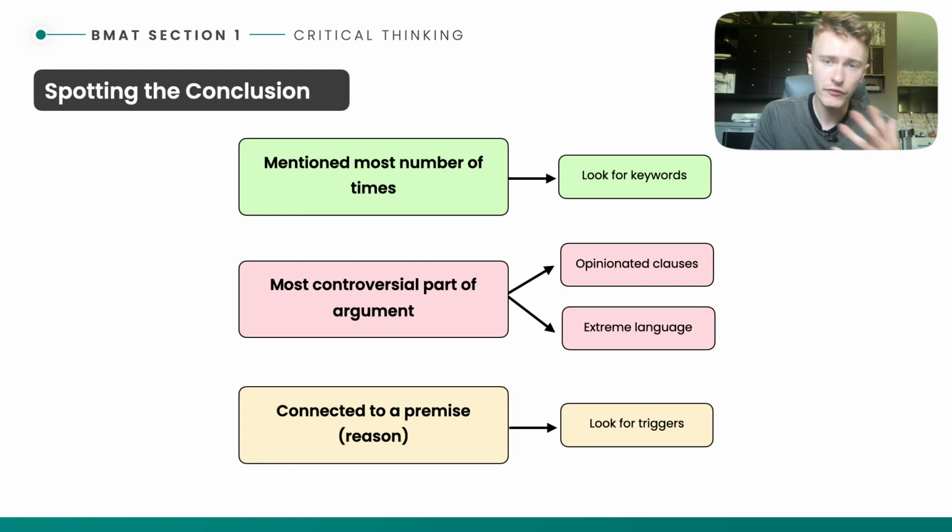And third, when we reviewed the typical argument structure, you can see that the conclusion is always connected to a premise by a link. And therefore, by looking for those triggers, those linking words, such as therefore, such as the truth of the matter is, you can help to easily find the conclusion within these passages.